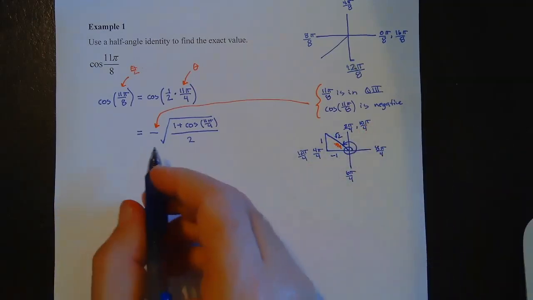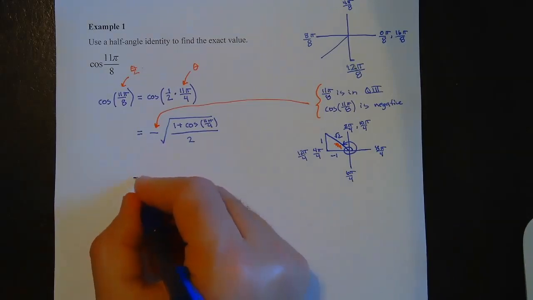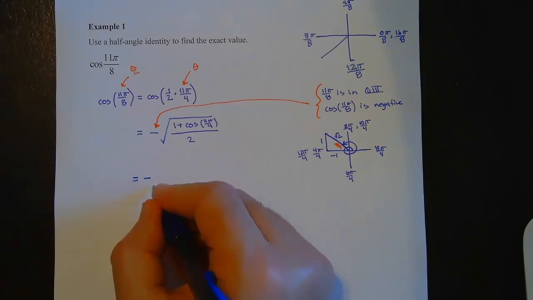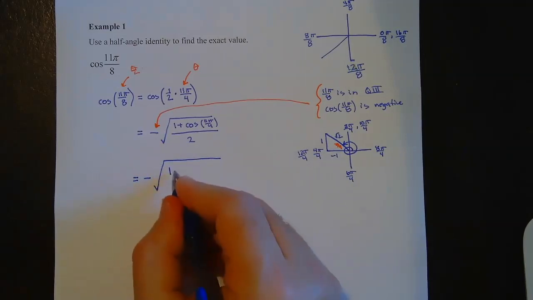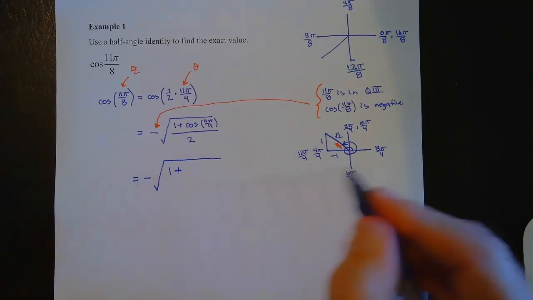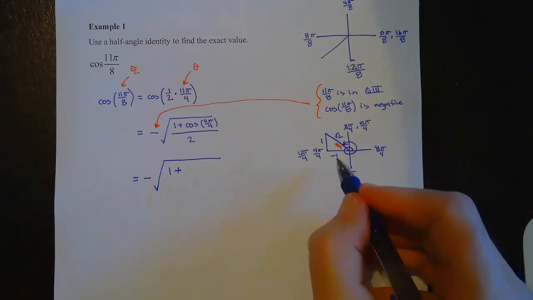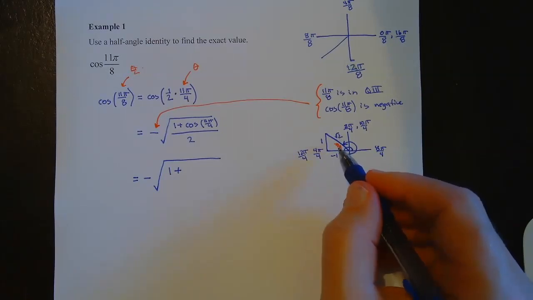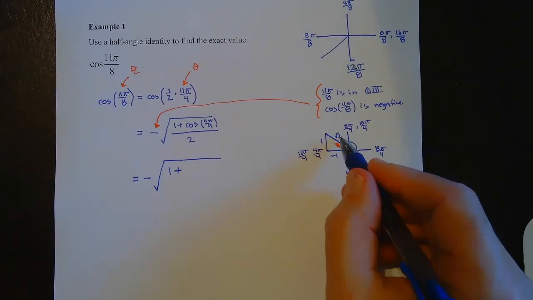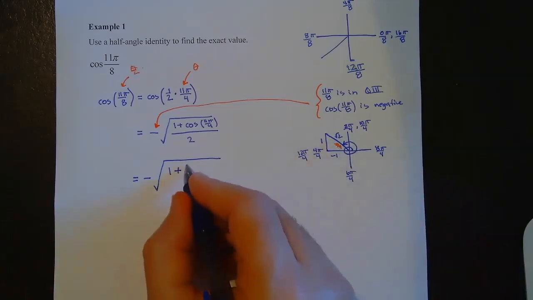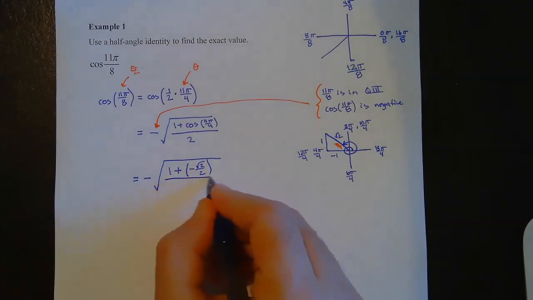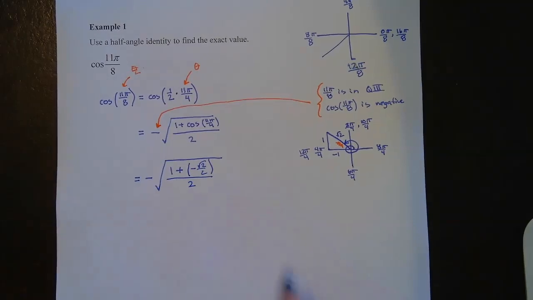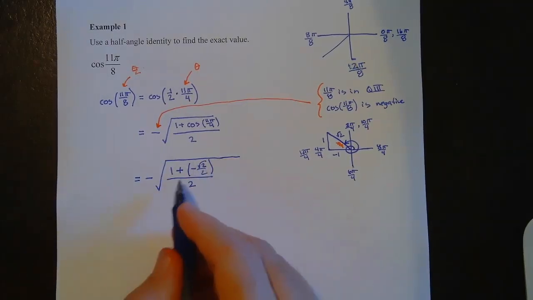So back over here, this is equivalent to negative square root of 1 plus, and what is cosine of 11 pi over 4? It will be negative 1 over the square root of 2. I'm going to do something in my head that I want you to start doing. Negative 1 over the square root of 2 is equivalent to negative square root of 2 over 2. We should have seen that enough to just know it. So negative square root of 2 over 2, all over 2, and within this square root, this becomes a minus.